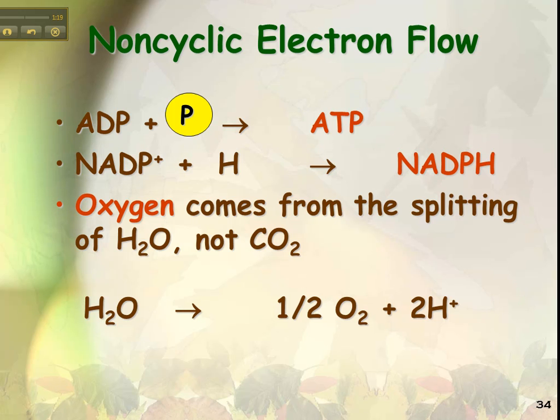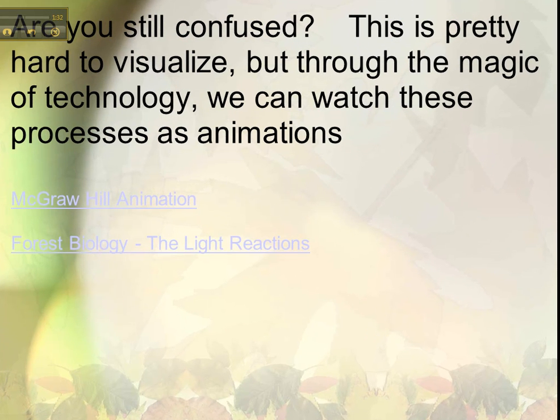So water, and the reason this has a half O2 is because that is how this is molecular oxygen. What we're breathing out is always O2. So, probably still a little bit confused. That's alright. We're going to watch these animations in class and we will explain some of this. But I want to go on to talk a little bit more about chemoosmosis.